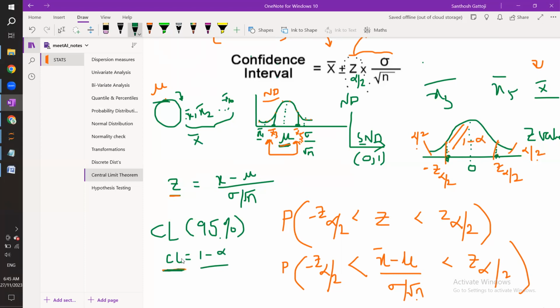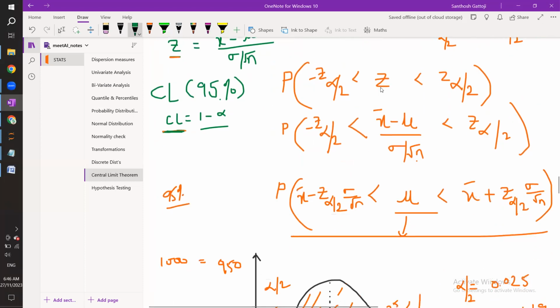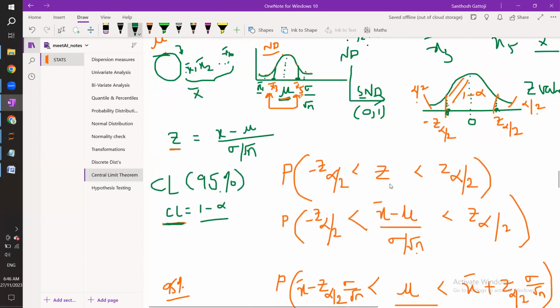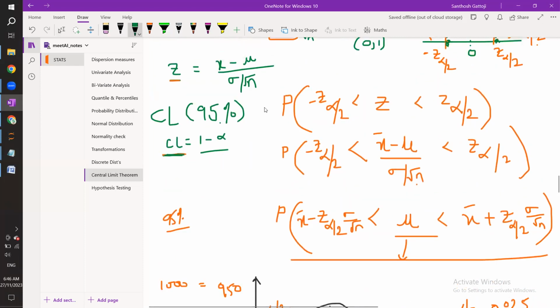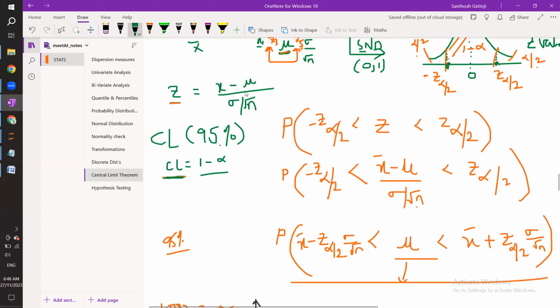The confidence level is 1 minus alpha. The remaining part will be alpha, so each side will get alpha by 2. Then we want to find the Z which is in between minus Z alpha by 2 and plus Z alpha by 2, and Z is actually the critical value, x bar minus mu by rho. Because we know the population standard deviation is rho, the standard deviation of the sample mean will be rho by square root of n.